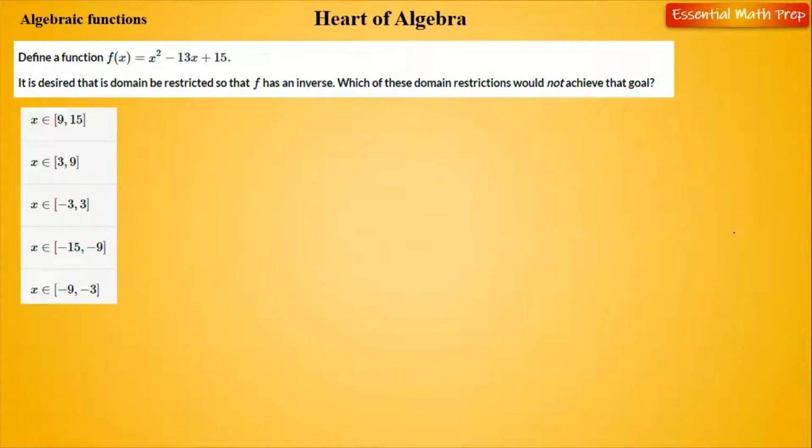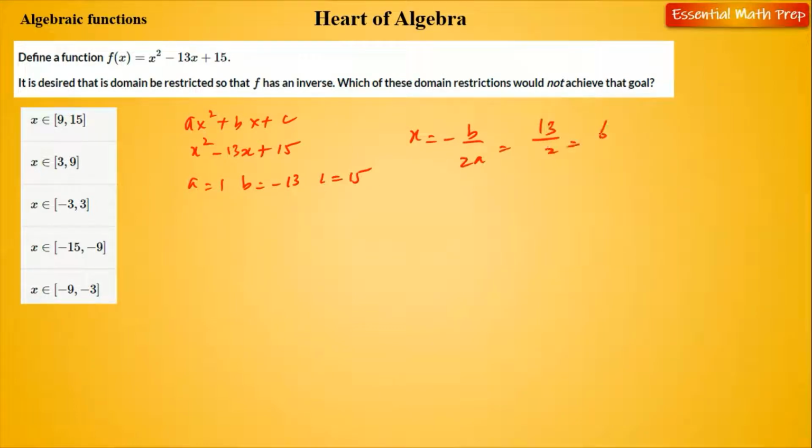Again, it's a different problem. Under what condition does f inverse of x not exist? So we know ax squared plus bx plus c. If you match that to the expression given, x squared minus 13x plus 15, we know a equals 1, b equals negative 13, c equals 15. So x equals negative b over 2a, which is 13 over 2, which is 6.5. Which interval captures positive 6.5? It will be 3 to 9. So if x contains elements of 3 to 9, f inverse of x does not exist.